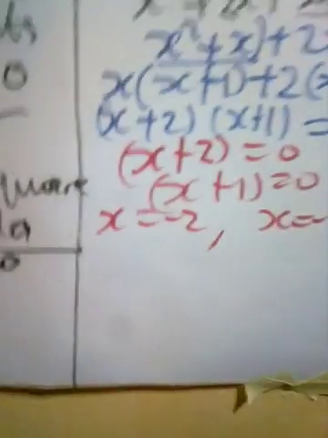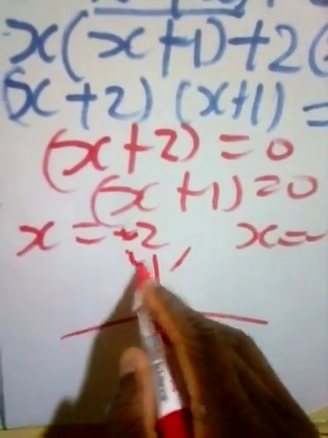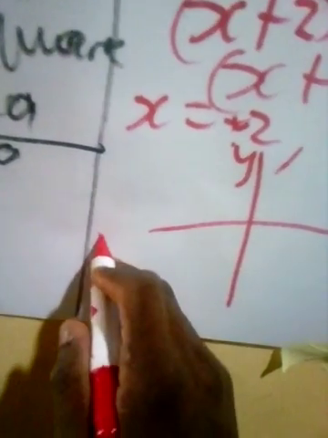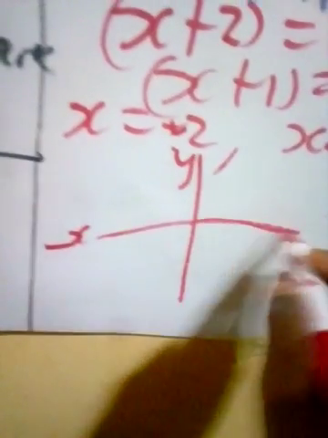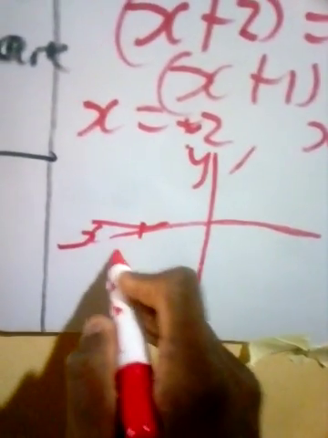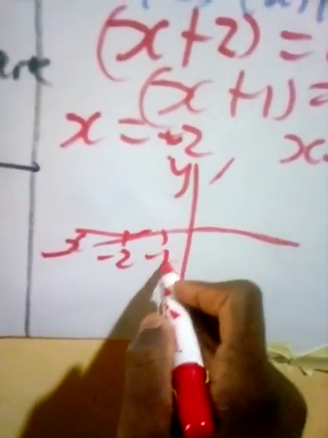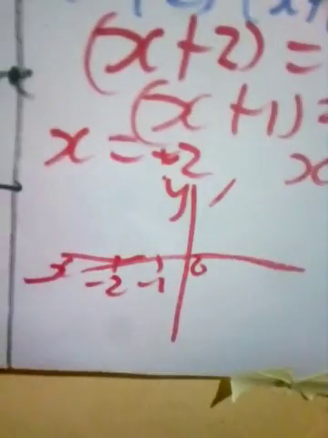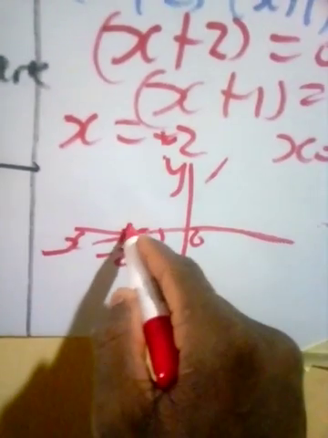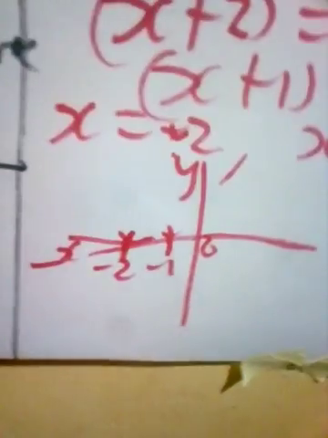So these are the intercepts of my x. On the graph, here is y, here is x, and here is negative x. My intercepts would be minus 2 and minus 1, and I have 0. My intercepts will be on these 2 points.